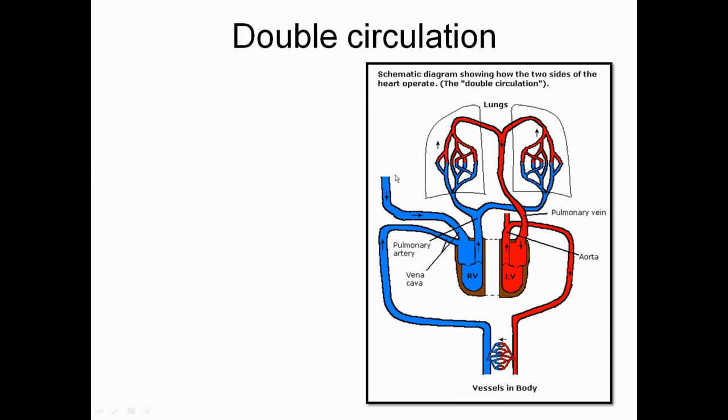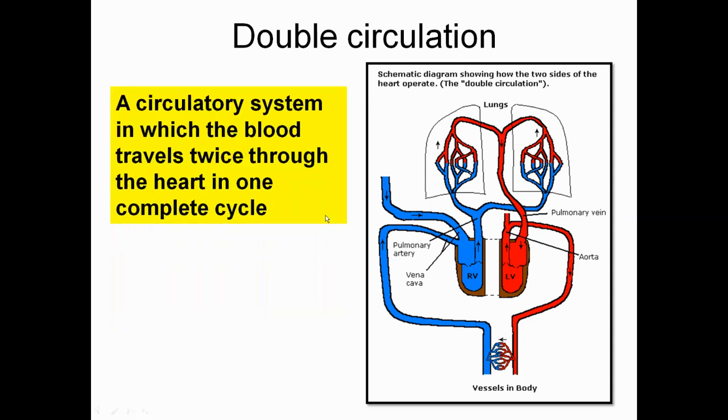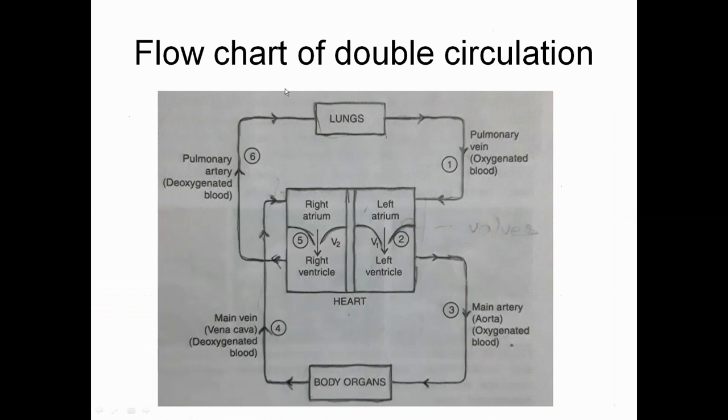Now we have to understand the meaning of double circulation. Our circulation in the heart is double circulation. Why is it referred to so? You can see in this diagram, the oxygenated blood and deoxygenated blood are quite separate from each other, and they are coming from different segments and going to different pathways. This type of circulation, where oxygenated blood and deoxygenated blood are quite separate and have different pathways, is referred to as double circulation. Now comes the definition part. A circulatory system in which the blood travels twice through the heart in one complete cycle is referred to as double circulation.